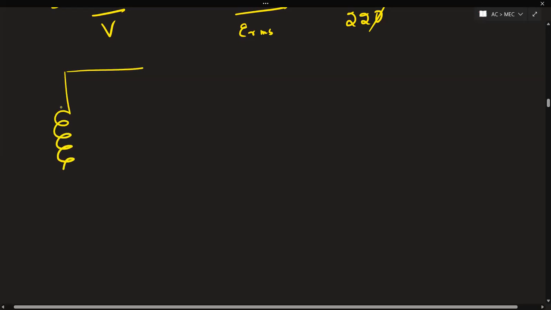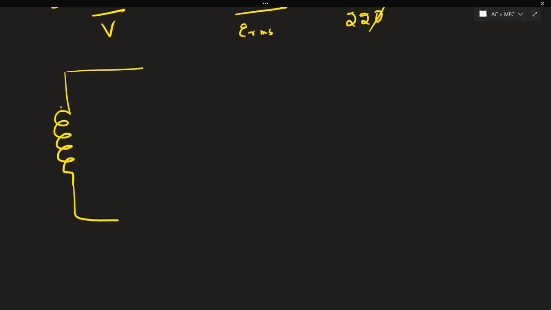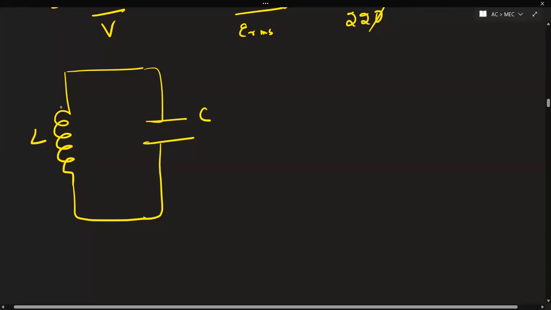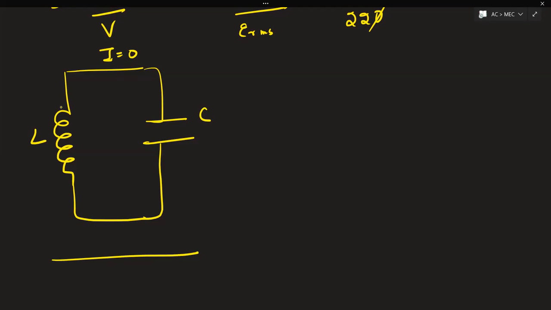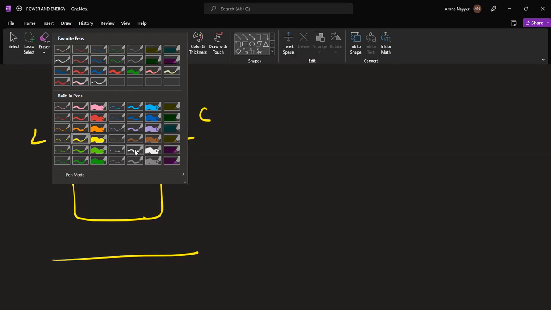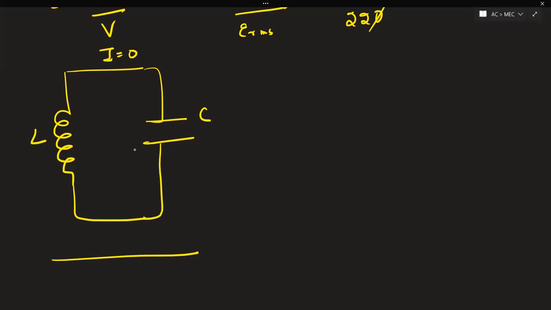This is an inductor and this is a capacitor. Fine. Now this is the inductor, this is the capacitor. At this moment, current here is 0. So see, a capacitor initially has, let's say, Q naught amount of charge. Fine. And it is connected to an ideal inductor. This is the story right now.